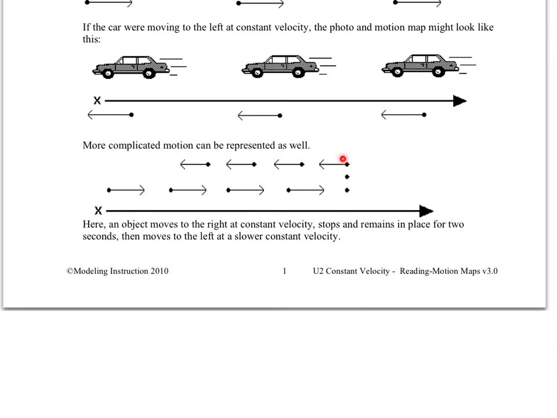Now, notice that the length of the arrow here is a little bit less than the length of the arrow here. And it moves to the left for 1, 2, 3, 4 seconds, but it doesn't quite make it all the way back because the arrows aren't as long, which means it's not going as fast.